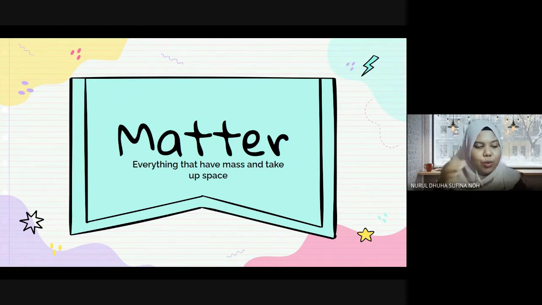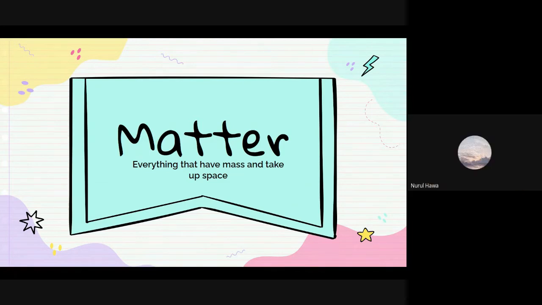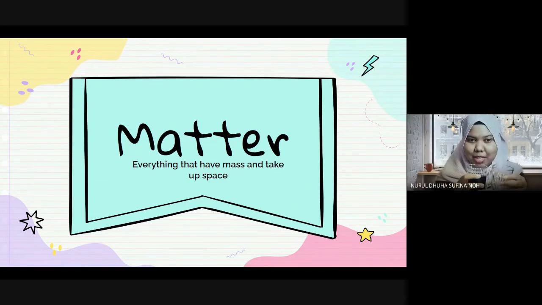So, solid is matter. Next is liquid. You can see my glass here, right? This is an empty glass, while this is a glass with syrup. When I lift up both glasses, I can feel that this glass is heavier, which shows liquid has mass. And as you can see here, the syrup fills up the glass, so it shows that we can measure its volume, which shows it also takes up space. So liquid is also matter.